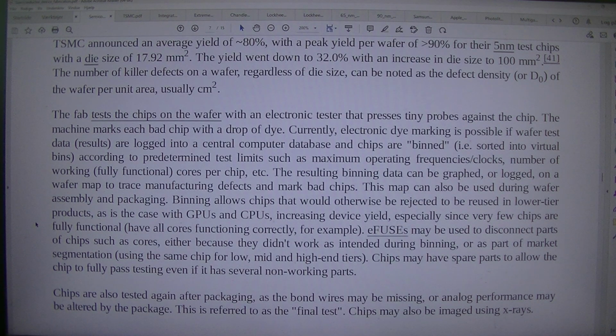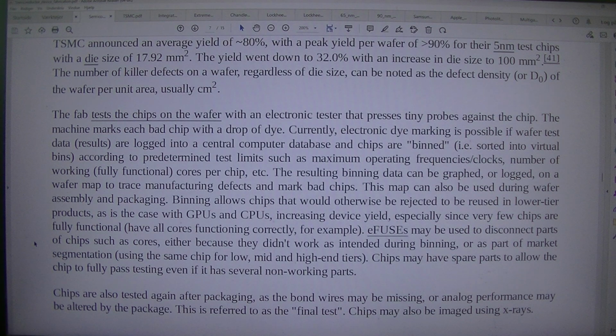have all cores functioning correctly. For example, fuses may be used to disconnect parts of chips such as cores, either because they didn't work as intended during binning, or as part of market segmentation, using the same chip for low, mid and high-end tiers. Chips may have spare parts to allow the chip to fully pass testing even if it has several non-working parts. Chips are also tested again after packaging, as the bond wires may be missing, or analog performance may be altered by the package. This is referred to as the final test.